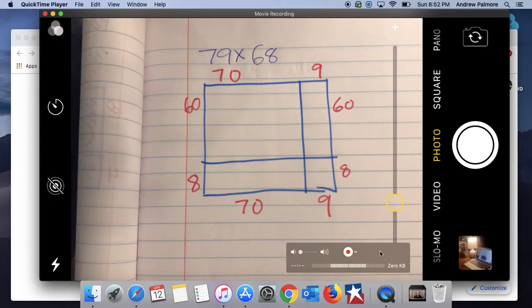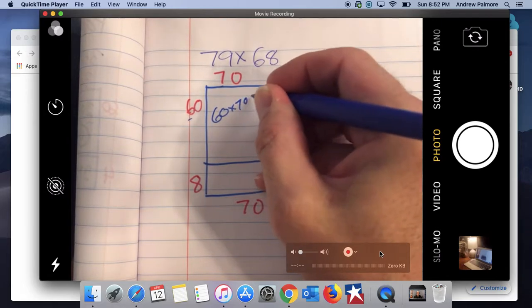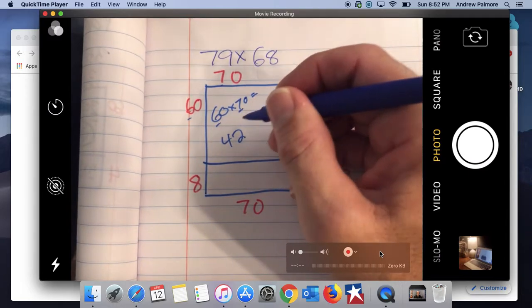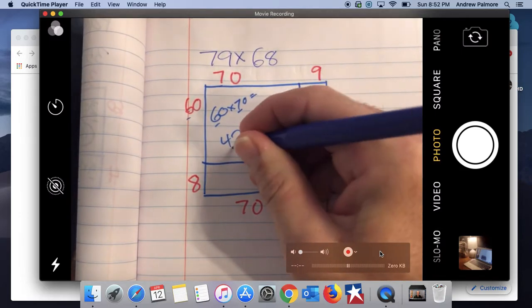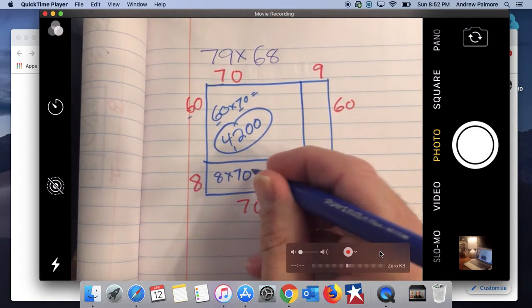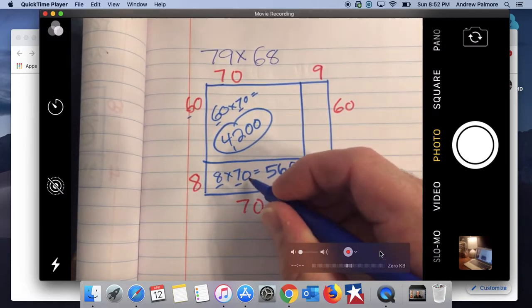Now I'm going to just multiply the adjacent sides. In other words, 60 times 70. Okay, 6 times 7, 42. How many zeros am I going to put on the end of that? I got 2 powers of 10, so I'll put those on here to make 4,200. Now we have 8 times 70. Okay, what's 8 times 7? 56, right? And I'm going to put how many powers of 10 on the end? 1, right? Because I have 1 0 here.